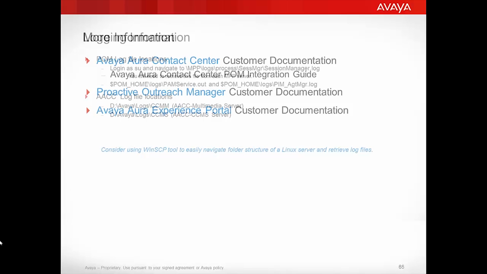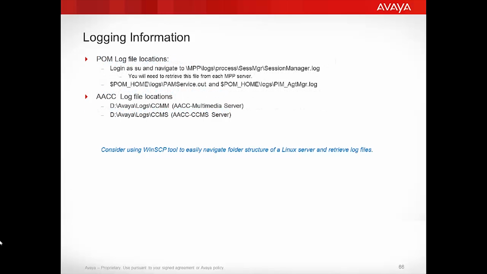When it comes to retrieving the log files, make sure that you are aware of where the log file locations are. On the POM server, log on as SU and navigate to the above directory. And likewise on the MPP server, look for the logs in the MPP logs process session manager directory. On the AACC server, look to the D:\Avaya\logs\CCMM and D:\Avaya\logs\CCMS folders. WinSCP is a very useful tool to allow you to easily navigate the folder structure of a Linux server and retrieve log files.